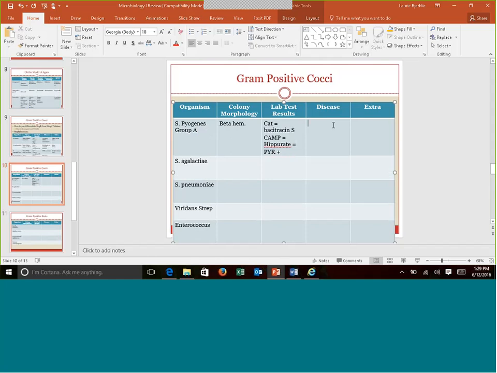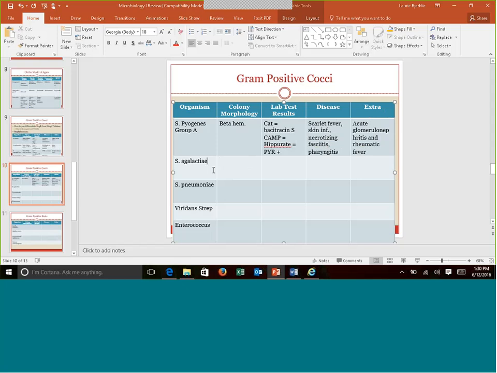For disease, strep pyogenes causes so much. Skin infections, toxic shock syndrome, scarlet fever, let's see, necrotizing fasciitis. The list just goes on and on. Remember, there are those two, what we call post-streptococcal infections that can occur after you've had a strep pyogenes infection. And again, I've just got to write strep throat here. That's the main one. Those are acute glomerulonephritis and rheumatic fever. Those are your two post-streptococcal complications that might occur.